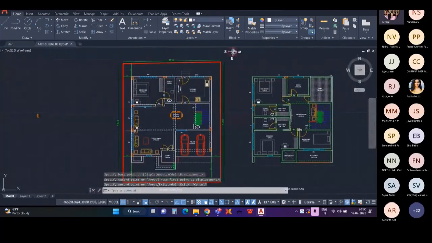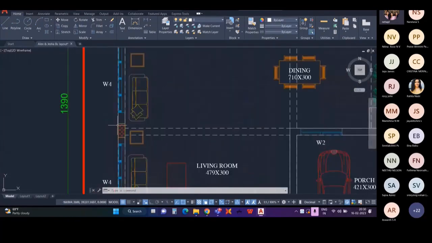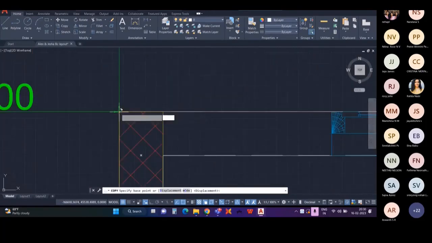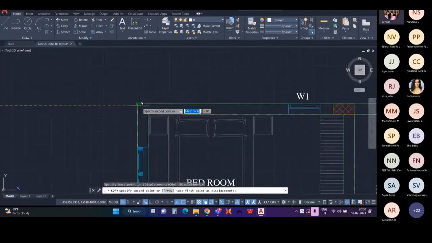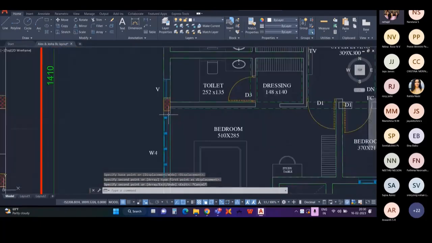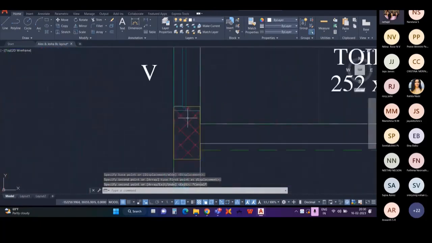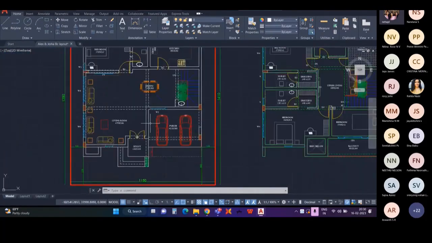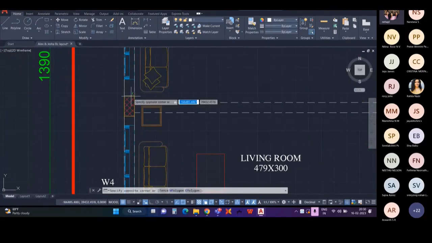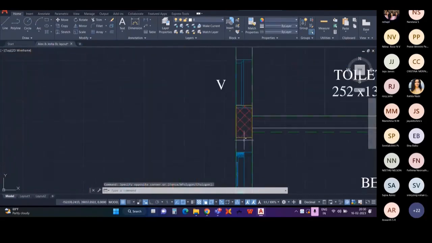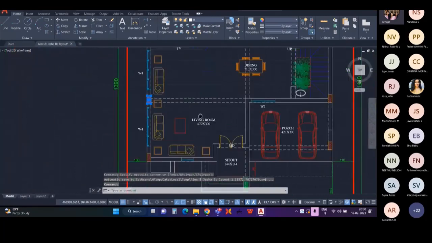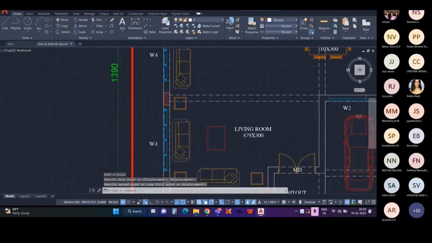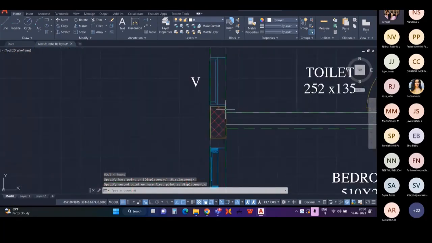The next step is to check whether it's okay for the first floor too. So I will be copying this with a base point, and after that, I will be pasting here. If we look into it, it's slightly coinciding with the ventilation. So we can try another idea, or we can try shifting the column. We can shift this column a little bit downwards. Okay, now it's not coinciding.